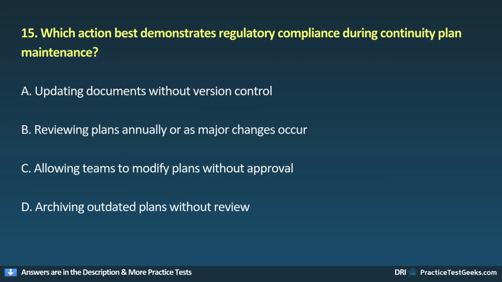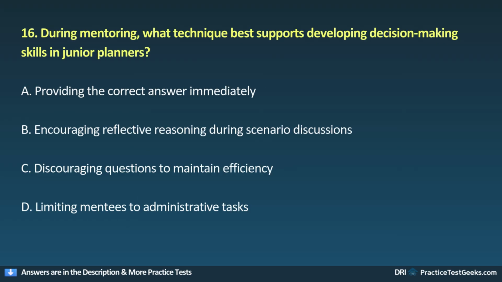15. Which action best demonstrates regulatory compliance during continuity plan maintenance? A. Updating documents without version control. B. Reviewing plans annually or as major changes occur. C. Allowing teams to modify plans without approval. D. Archiving outdated plans without review.